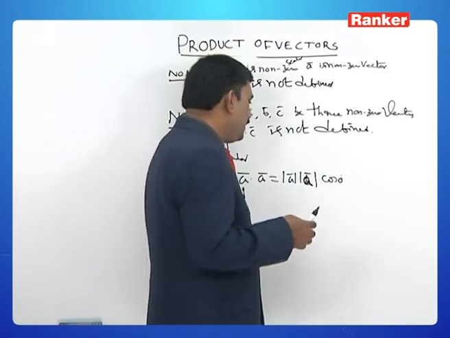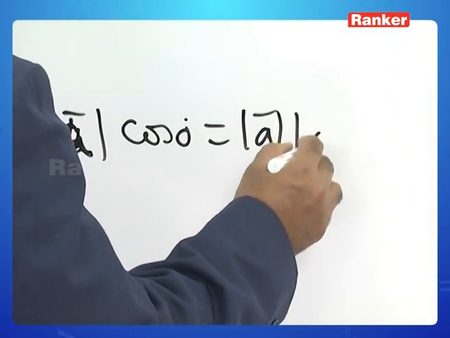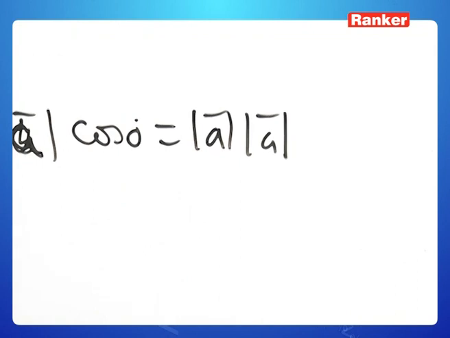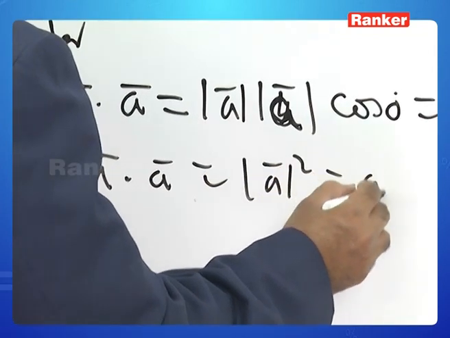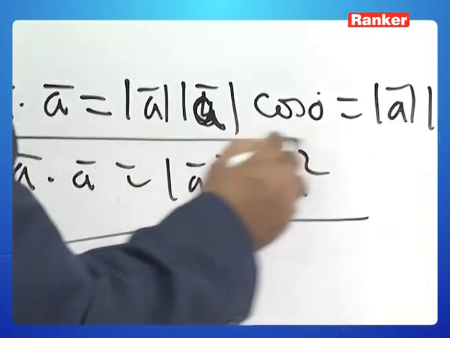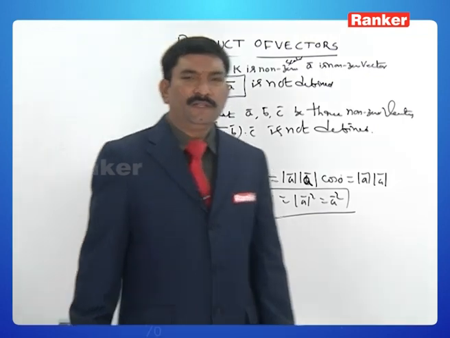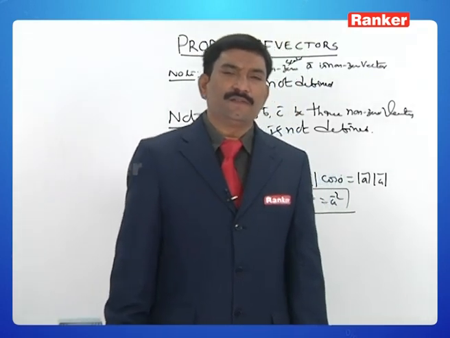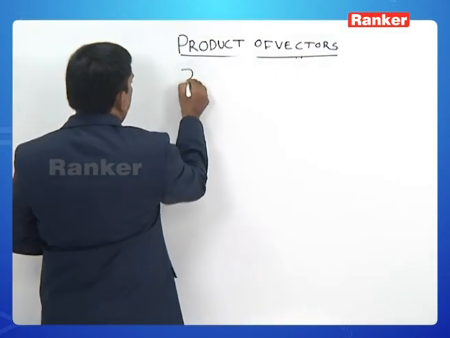Cos 0 is how much? 1. So therefore, I can write mod A into mod A. So A dot A is equal to mod A whole square, which is equal to A square. Remember hereafter, A dot A is equal to mod A whole square is equal to A bar square.